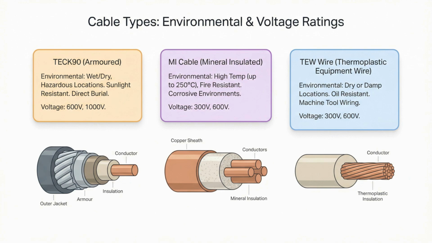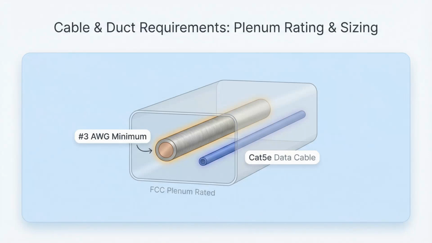For specific wiring applications, the minimum size for a single-conductor aluminum sheath cable for consumer service is number 3 AWG. When running Cat5e wiring in a plenum space, you must use FCC-rated cable to meet strict fire safety standards.